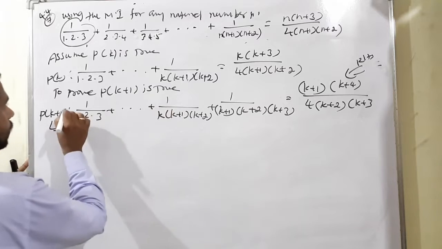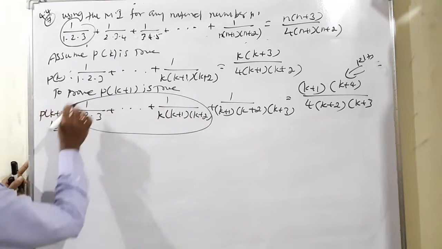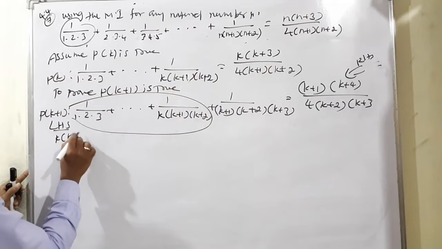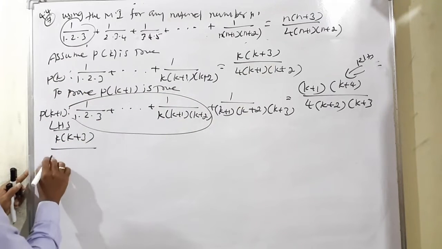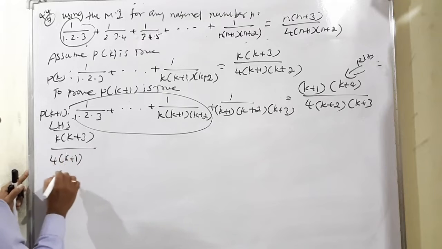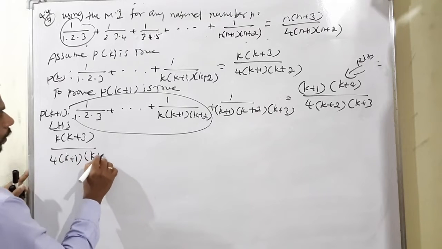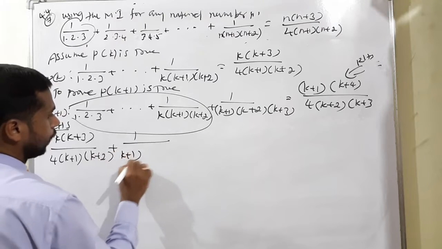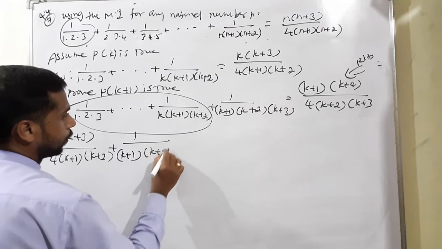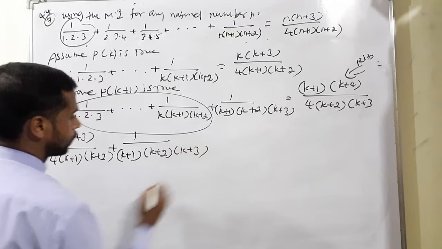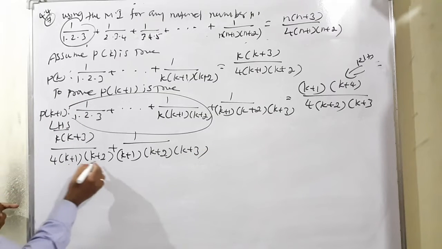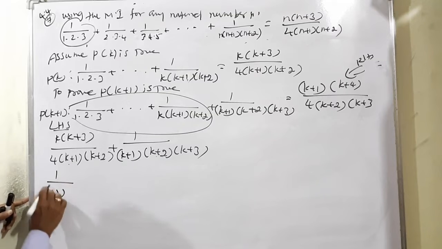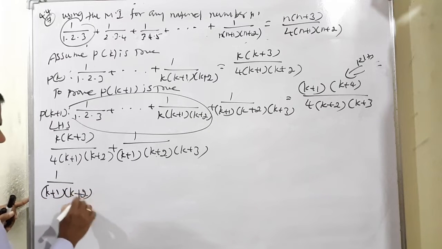Now I am moving to taking only LHS. Instead of this we can take the assumed value. What is the value? K into K plus 3 divided by 4 into K plus 1 into K plus 2, then plus 1 by K plus 1 into K plus 2 into K plus 3. The common term is K plus 1, K plus 2. Second term also has K plus 1, K plus 2. Therefore, take it outside: K plus 1 into K plus 2.